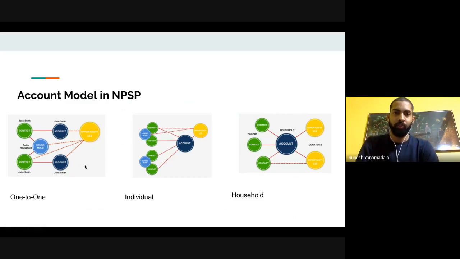Previously, NPSP used to have the one-to-one account type, where whenever a contact is created, a ghost account is created. We cannot see that account. For suppose a contact named Jane Smith is created, then a ghost account is created automatically, and we don't see it. We just refer to the contact, and whenever he makes a donation, it becomes an opportunity in this one-to-one account model. We cannot establish any relationship between two contacts.